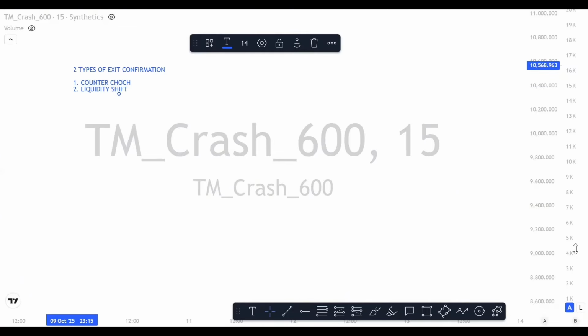I'm going to be making a full explanation of the exit confirmation, the two types of exit confirmation that you can add to your trading plan. Now, take note that you can use this exit confirmation on any financial markets that you trade, both synthetic indices and currency pairs. Even if you trade crypto, you can actually use it on crypto as well.